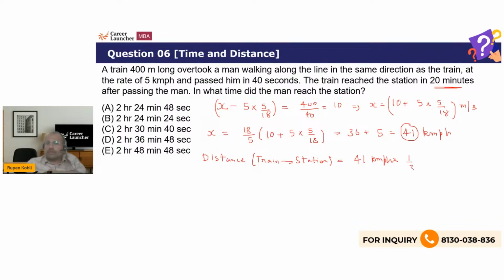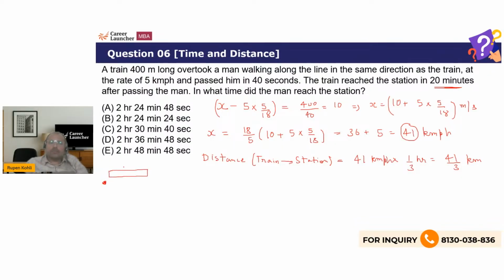So this is divided by 1/3 of an hour. So this is coming to be a fraction, which is 41 by 3 kilometers. All right. Now, the catch lies in the question at this stage. It is important to understand. Let's say this is the man, and let's say this is the train.